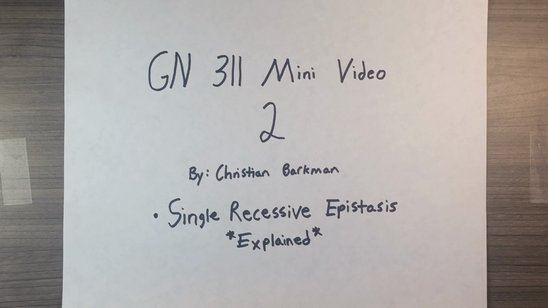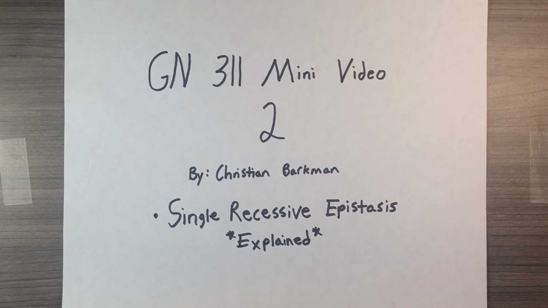Today, I will be explaining epistasis using fire-breathing dragons and the color of fire that they breathe. Obviously, these are fictitious creatures, but they can be used to explain epistasis in a way that all people can understand. Epistasis occurs when the genotype of one gene covers up the expression of another gene. I will be discussing one part of epistasis called single recessive epistasis.